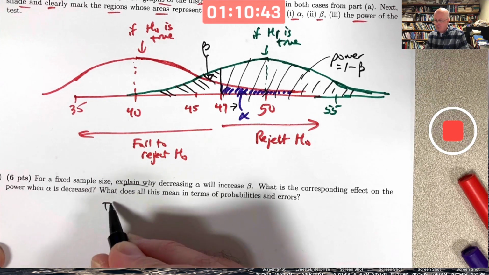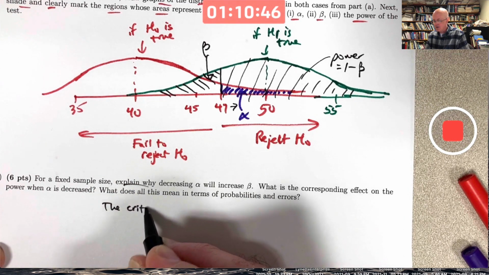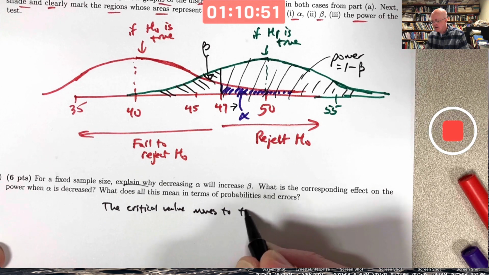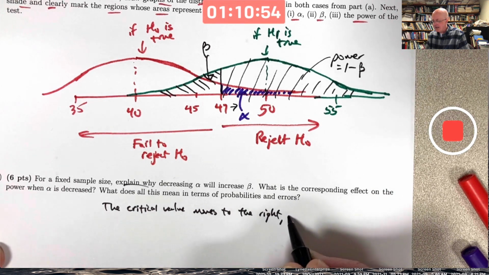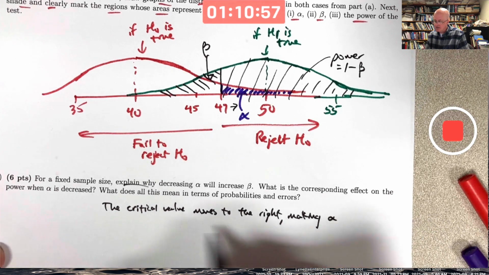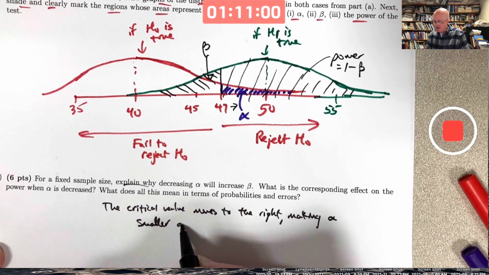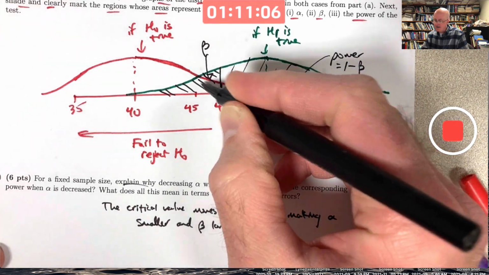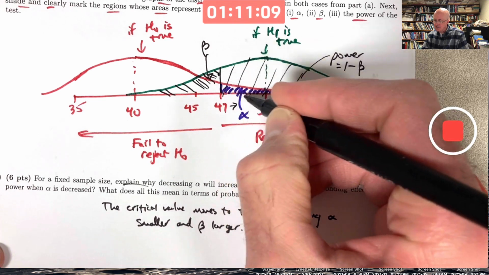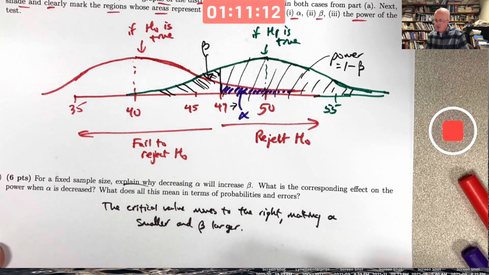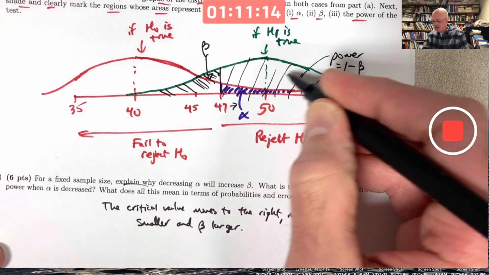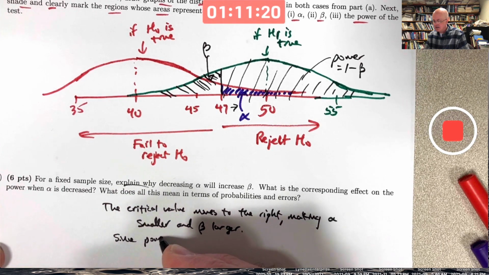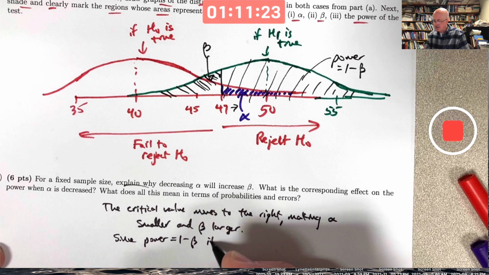The rejection, the critical value moves to the right, making alpha smaller and beta larger. It increases the area shaded this way as this number moves to the right. What's the corresponding effect on the power? Power is 1 minus beta. It's going to decrease the power. Since power equals 1 minus beta, it decreases the power.